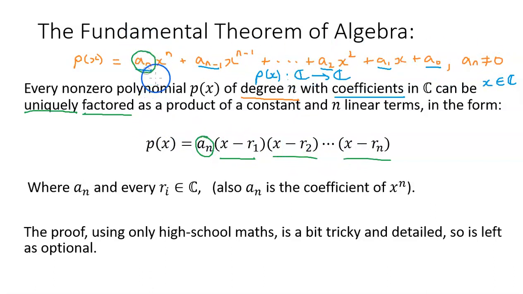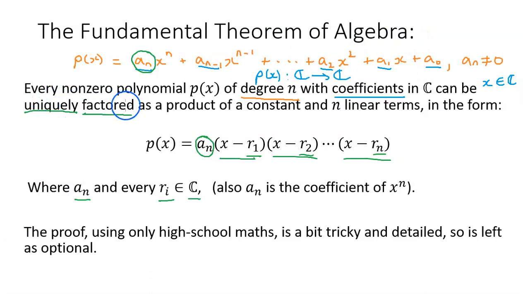The a_n's therefore have to be the same, but obviously the a_(n-1), a_(n-2), a_2, a_1, a_0 are all going to be something about the numbers r_1, r_2, and r_n. So the number a_n and all of the r_i's can of course be any complex number. And as we mentioned, a_n is the coefficient of x to the power of n when this thing is expanded. So that's the fundamental theorem of algebra.